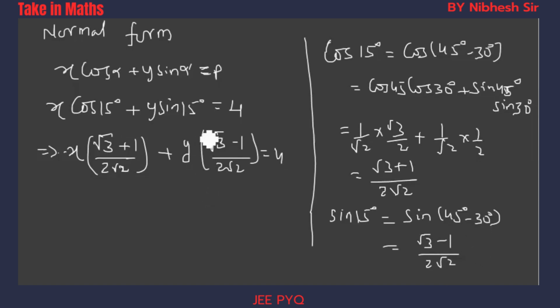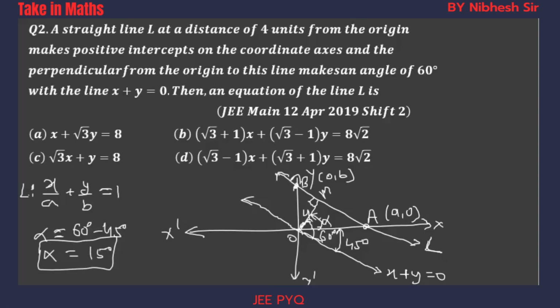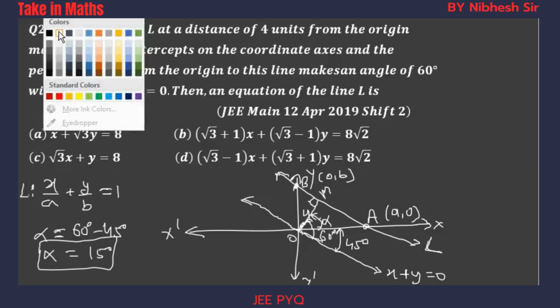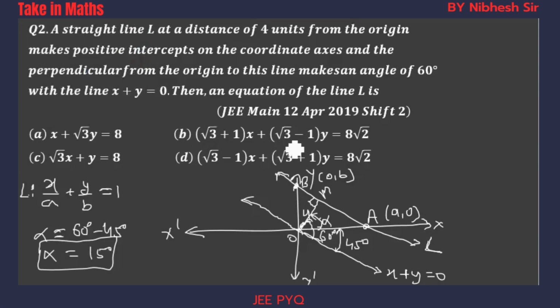Okay, so we are just putting these values here, and if you simplify, this is what? (√3 + 1)x plus (√3 − 1)y equals what? The LCM would be 2√2, so multiplying by 4, that is 8√2. Now if you see the options, we get the correct option as (√3 + 1)x plus (√3 − 1)y equals 8√2. So the correct option is option B.